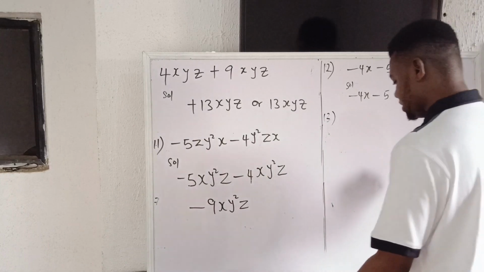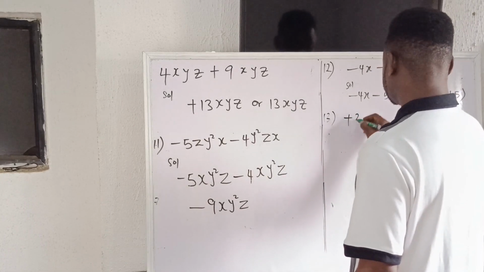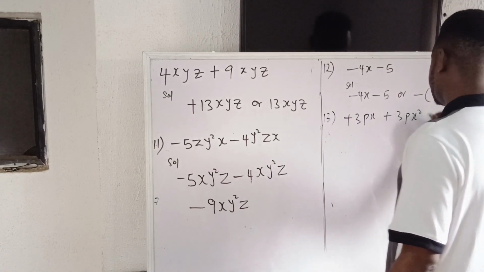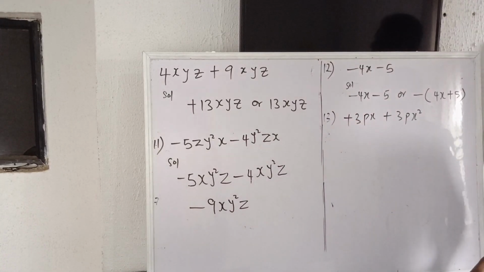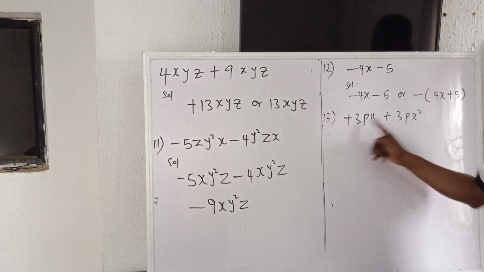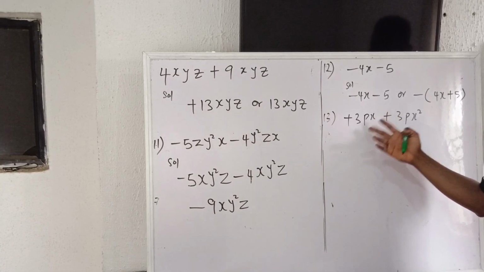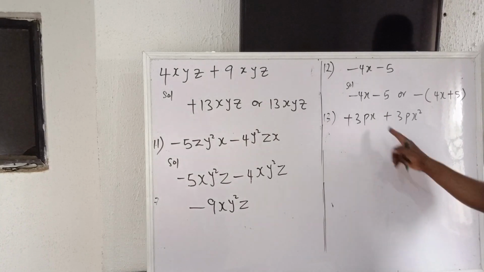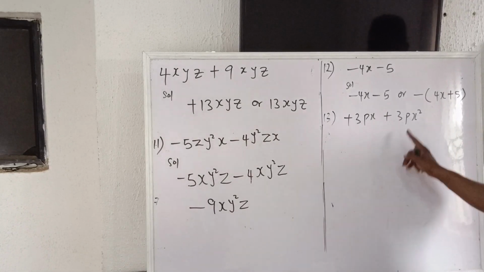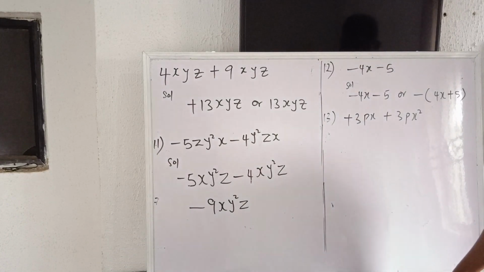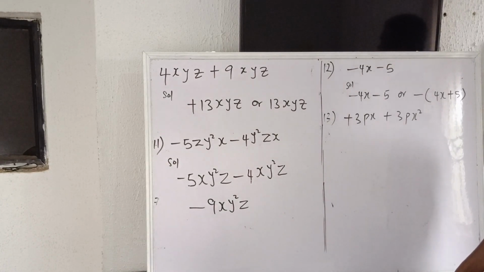For example 13, if you're told to simplify plus 3px plus 3px squared. Looking at this, how do you go about simplifying these two? First of all, this one has a plus sign, this one has a plus sign. It has more than one variable, so what will I do next? Find out if they are arranged in alphabetical order. P comes before X, this is correct. P also comes before X. Or are the variables the same? The answer is no. The variables are not the same.